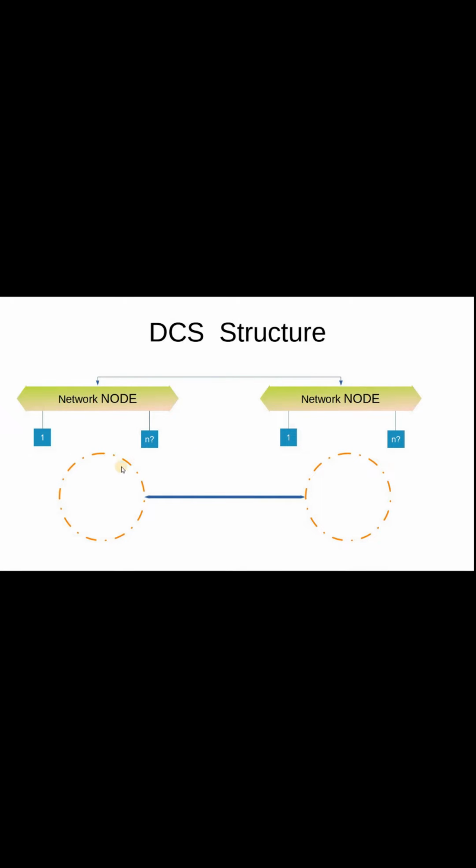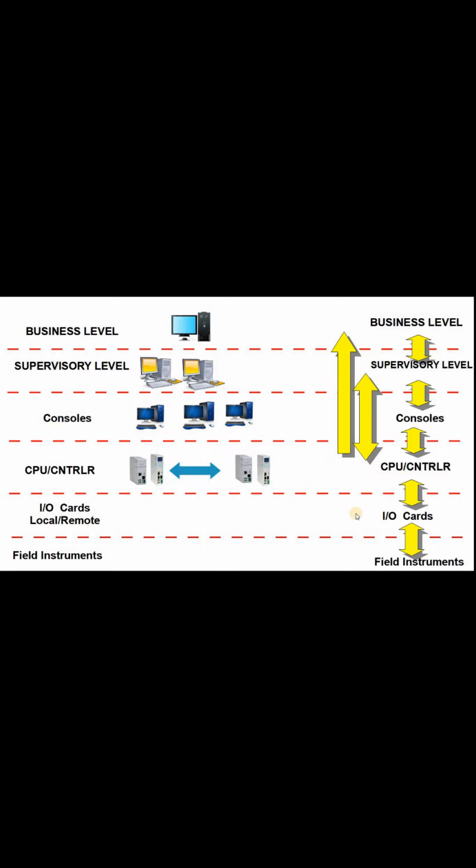Each network, or we can call it node, has a maximum number of components. And if you reach the maximum number, you have to create a new node. And then you connect both nodes together to move data between the two nodes. So let's look at it from a different perspective.